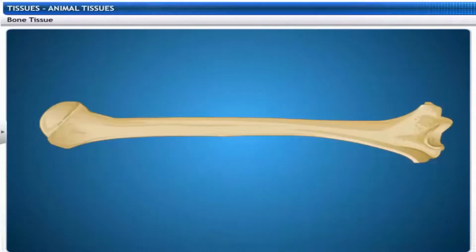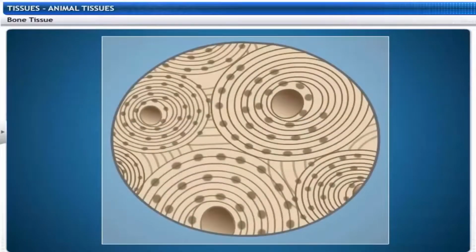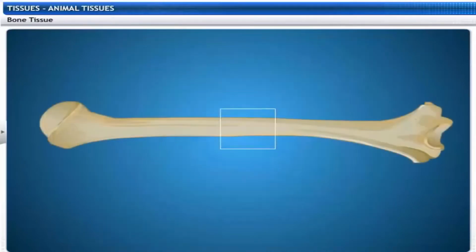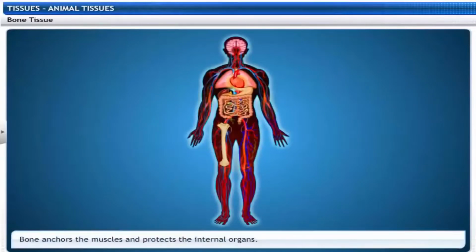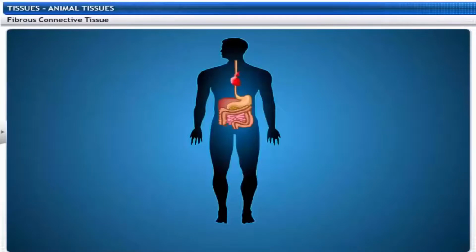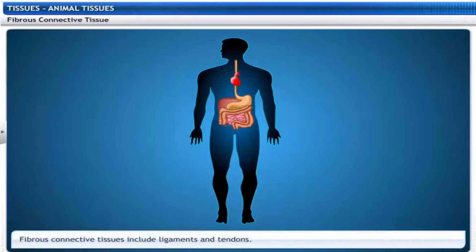Bone is another connective tissue. Bone cells are embedded in a hard matrix composed of calcium and phosphorus compounds. It is a hard, porous tissue that anchors the muscles and protects the internal organs. Take a close look at these tissues that pack and bind various organs. These are fibrous connective tissue.